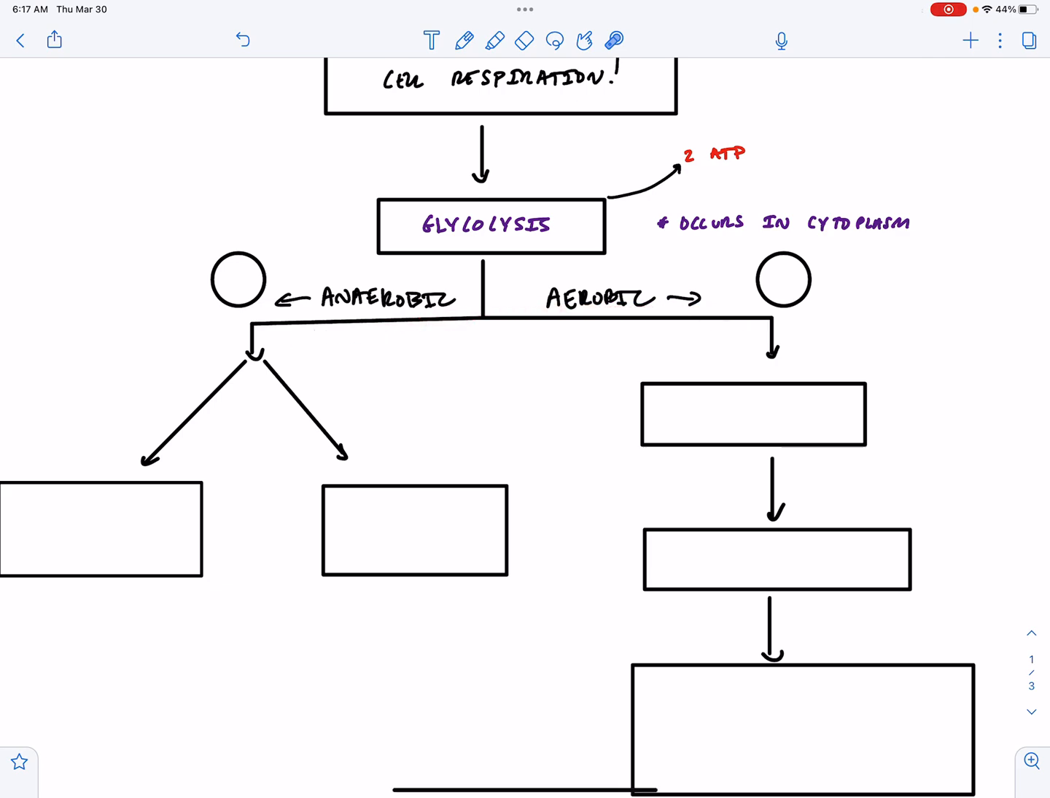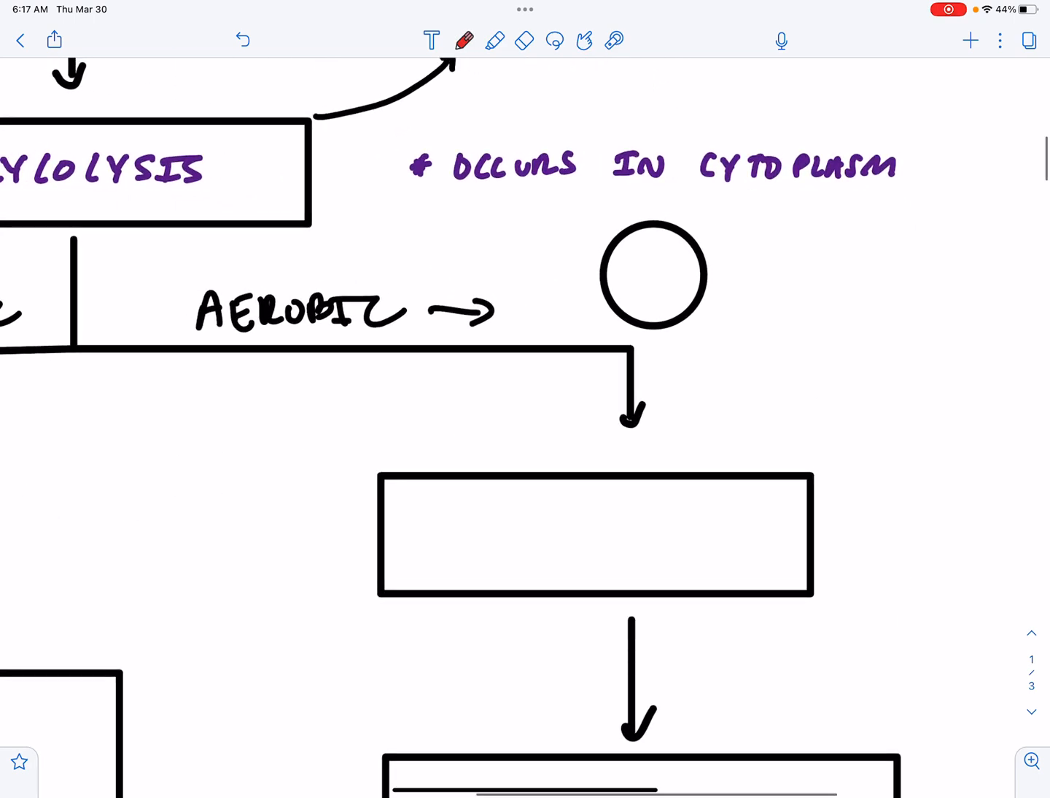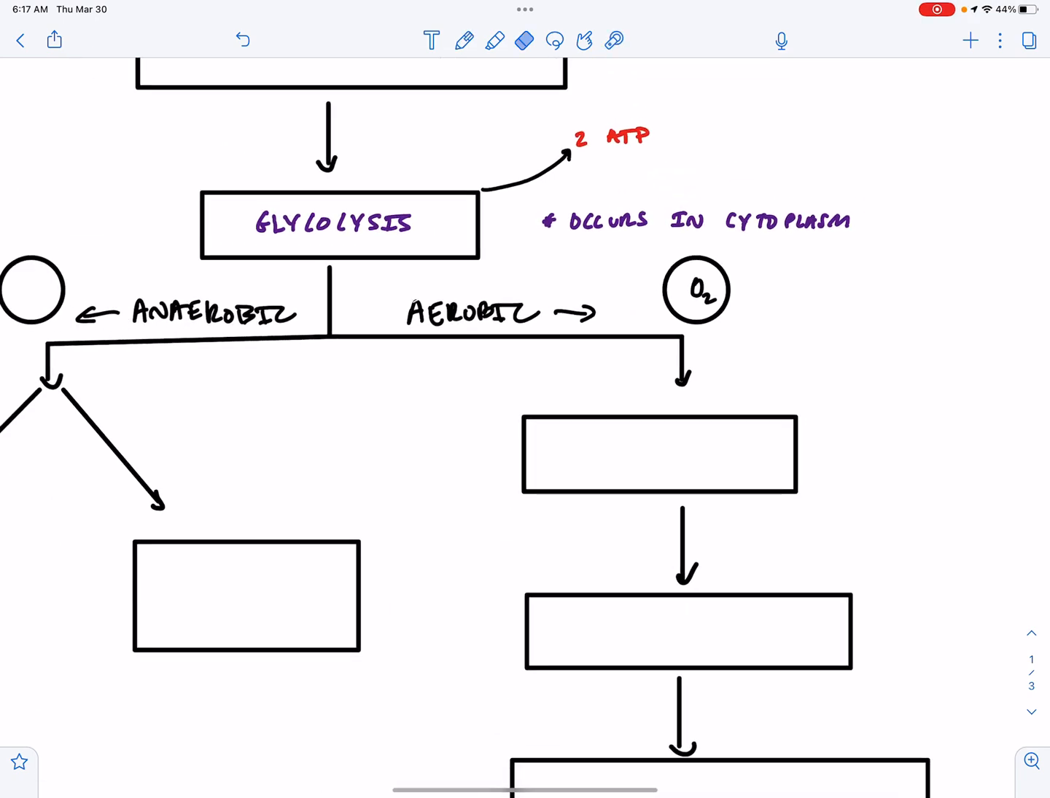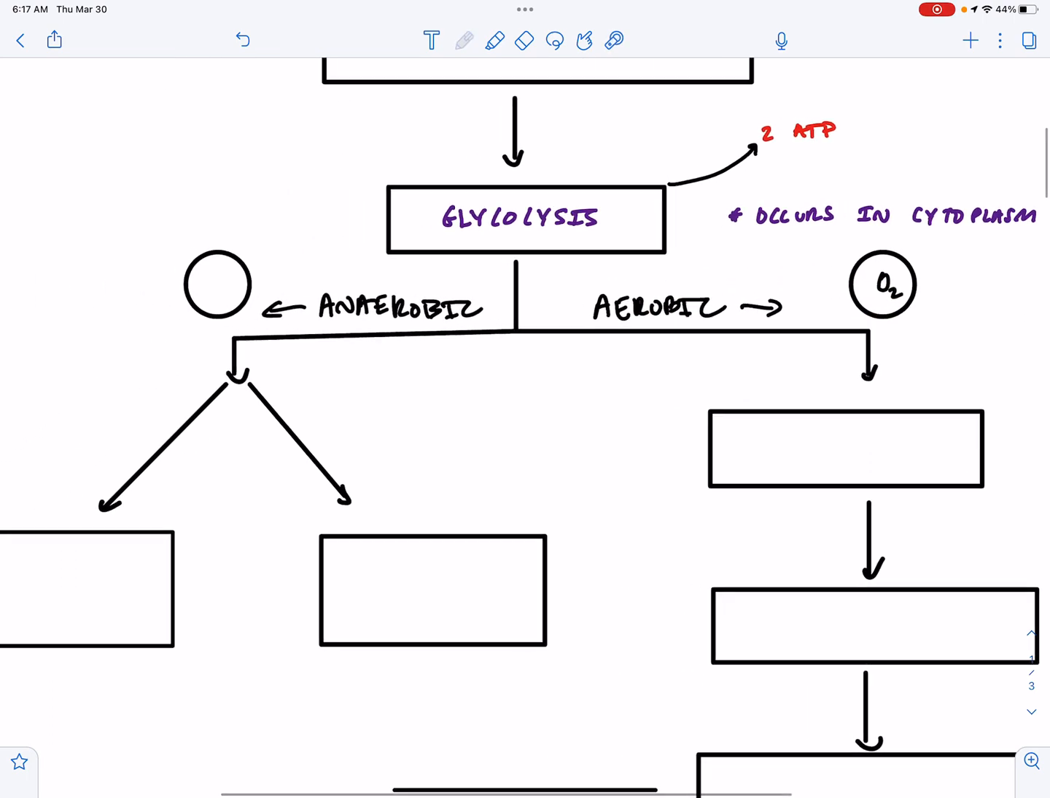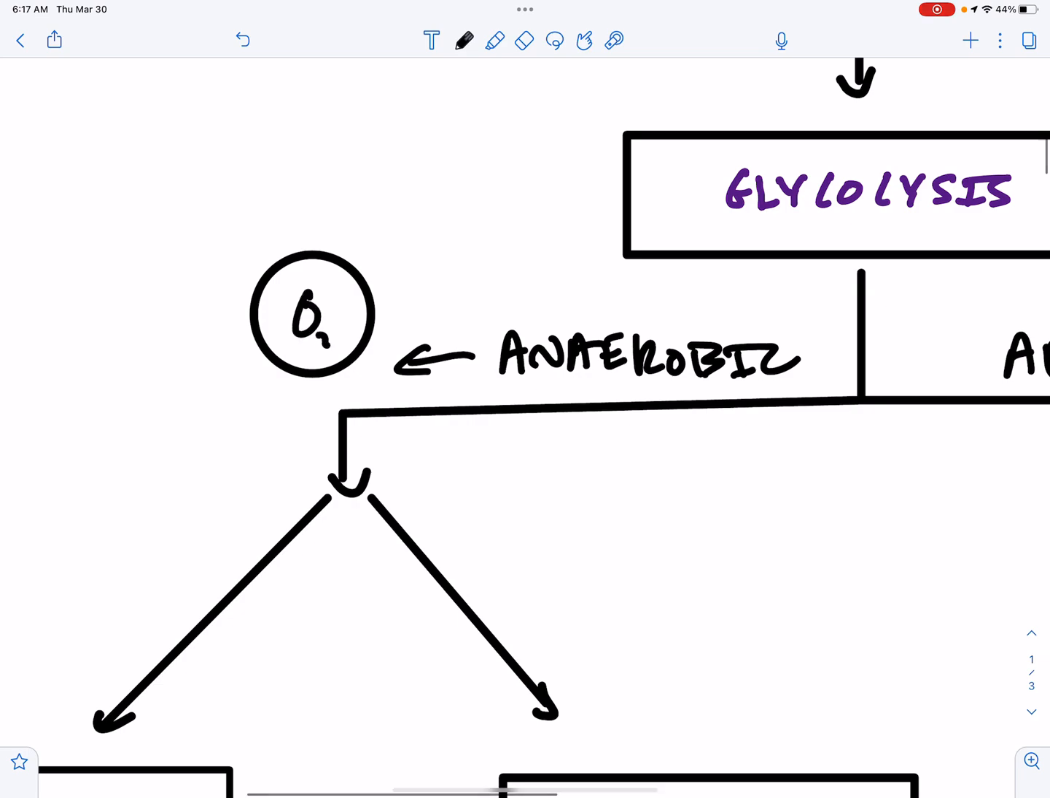Now, we move down our flow chart and notice that there is a fork in the road here. There are two different pathways. One is called the aerobic pathway, and the other is called the anaerobic pathway. The aerobic pathway occurs when the cell is in the presence of oxygen, O2. So if oxygen is around, then we can proceed aerobically. If oxygen is not around, no O2, then we have to proceed anaerobically.